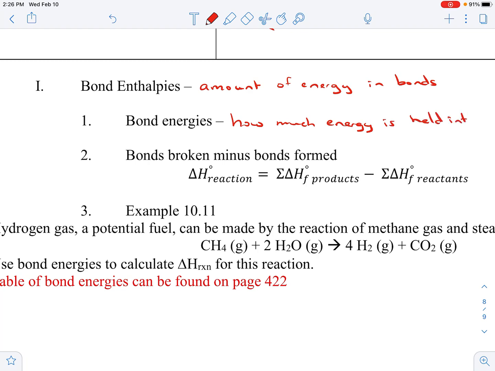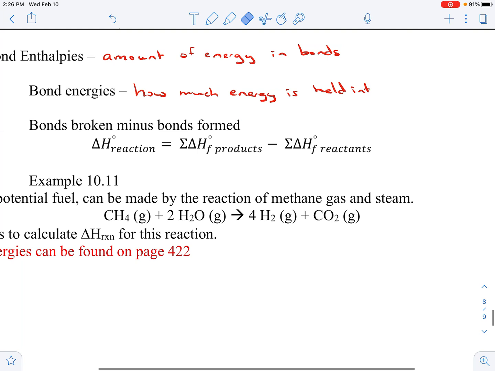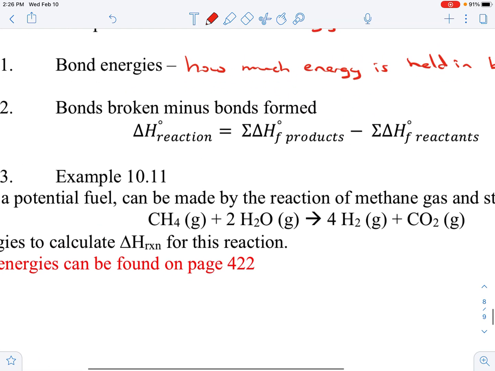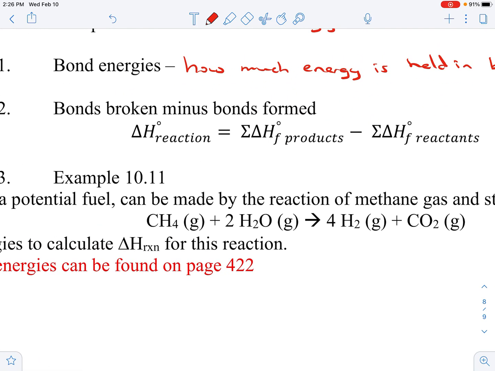All right. Not into the bond, but in the bond. Okay? So now, here we go. Here's the thing I really want to reiterate.